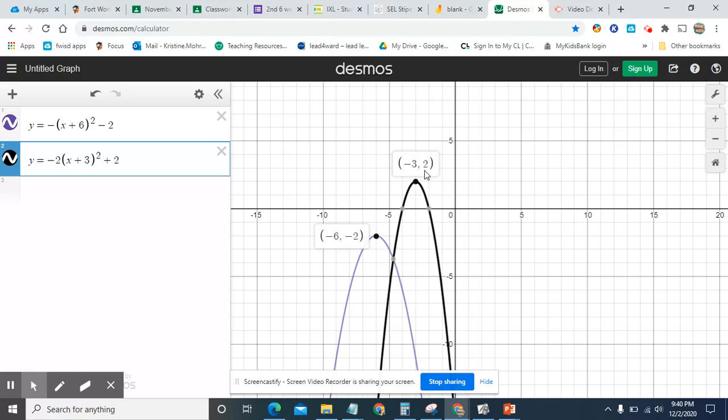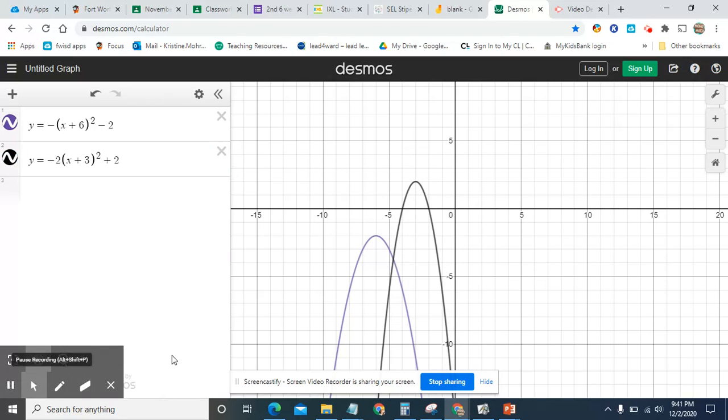Okay, so it went up, but we made it go to the right. Let me go back and see what I did wrong. It was x plus 6 squared. Let me pause while I think through this. Okay, I figured it out. I know what it should be, and hopefully this does not confuse you. I'm so sorry if it does.